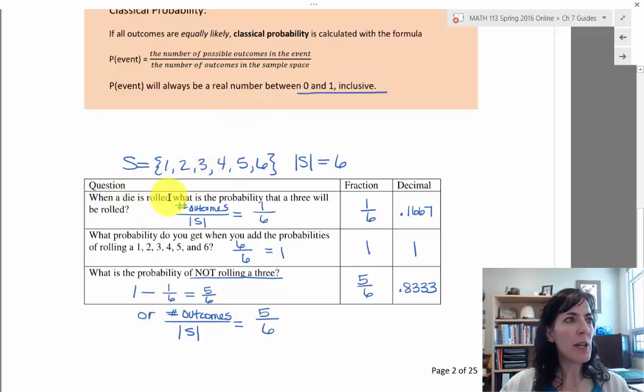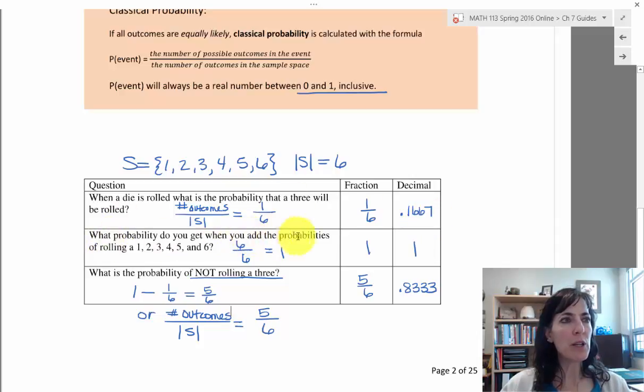Then I was looking at this particular question: when a die is rolled, what's the probability that a 3 will be rolled? And so that's the number of outcomes over the cardinal number for S, the number of outcomes that I'm interested in, and that would be just the 3. So that was one outcome out of 6 possible outcomes. So 1/6 as a decimal in 4 digits, 0.1667.